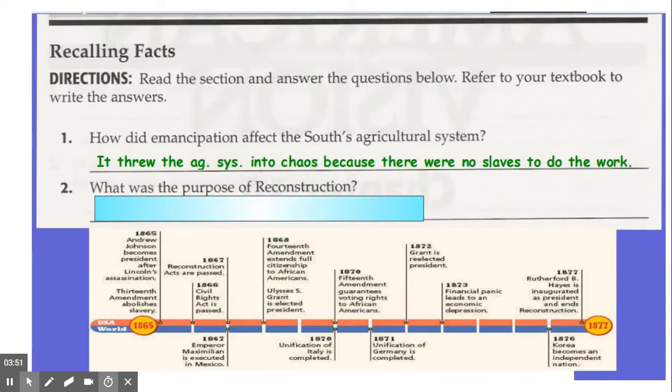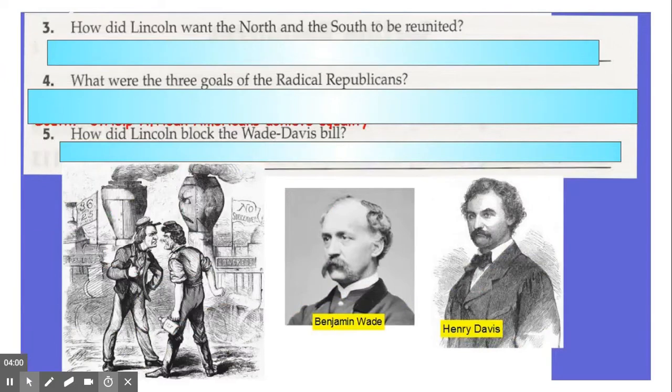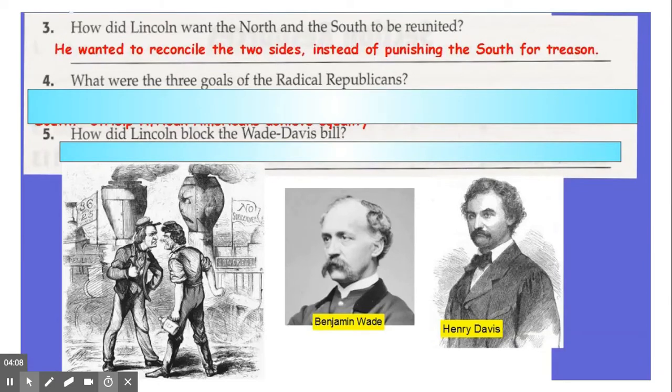Number two, the purpose of the Reconstruction, for the most part, was to rebuild the land and the lives of the people of our nation, particularly those that were in the Deep South. Number three, how did Lincoln want the North and the South to be reunited? A lot of this goes down to the fact that he really wanted to bring everybody back together pretty quickly. He wanted to reconcile the two sides instead of punishing the South for treason. It's like, let's just get on and live happily ever after.